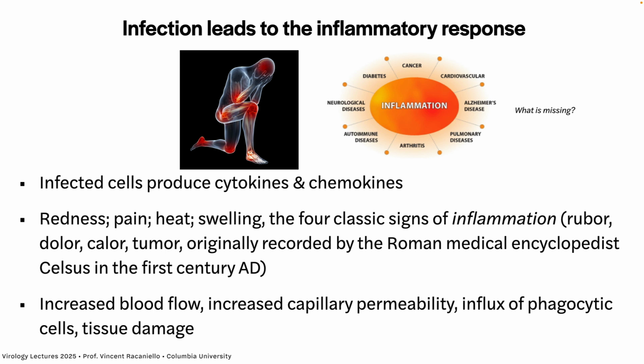And inflammation is not just caused by viruses. This is a picture I pulled off the internet. Cancer, cardiovascular diseases, Alzheimer's, pulmonary, arthritis, autoimmune, neurological diseases, diabetes, they can all cause inflammation. When you go running and you twist a muscle or a tendon, the healing process has inflammation associated with it. By the way, what's missing in that picture?